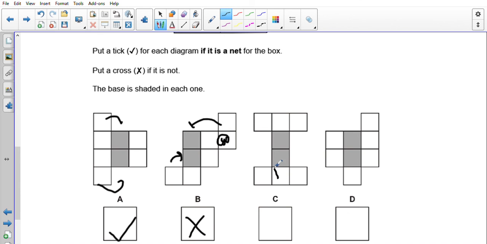C, this is going to fold up to here, this is going to fold up to here, and these guys are going to come round like that. Happy days, open top box. Lovely job. And same again for D. This is going to fold up to here. This is going to come round here, and these guys on the side are going to come up here, and this is going to come up here too. So D is going to work as well. Lovely.